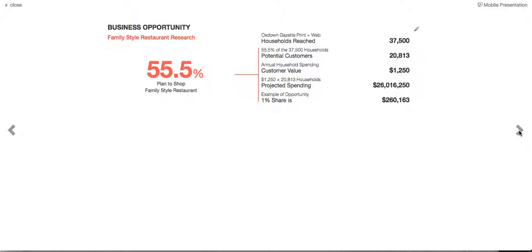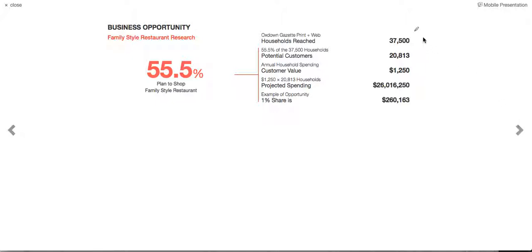So on your tablet, click and engage them. Look at that, 55% of our audience plan to shop at a family restaurant. That means that with our 37,500 circulation, that's over 20,800 households we reach who are going to go to a family restaurant. At an average over a year's time of $1,250, that's over $26 million. And look at that, if they just got a 1% share, that's over $250,000.